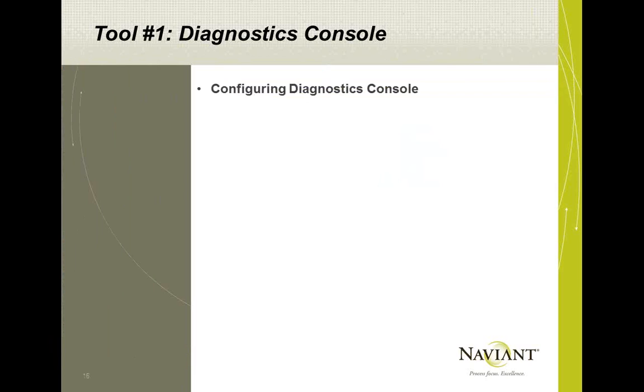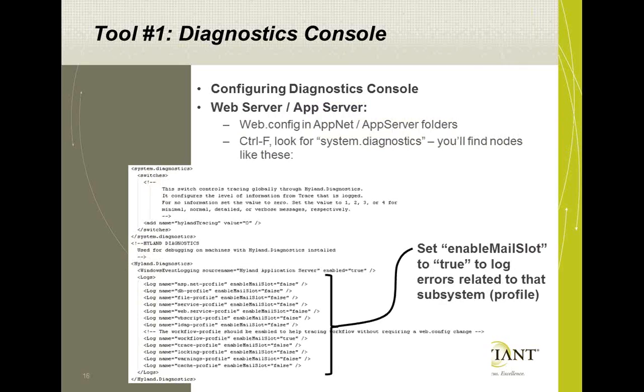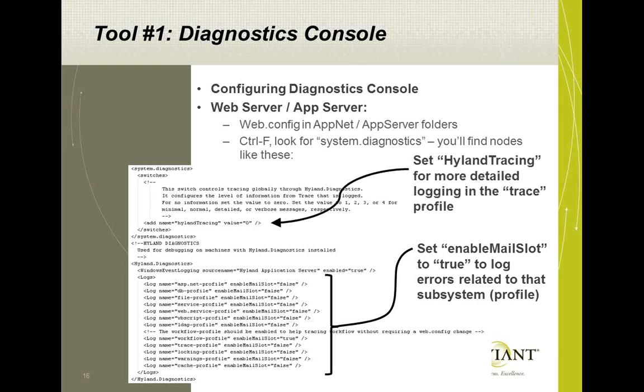So, as we mentioned before, the Diagnostics Console doesn't actually log anything to any tab other than errors and workflow trace unless you enable them. So here's how. The old school way is to edit the web.config file of the server you're trying to diagnose and set these awkwardly named enable mail slot values to true for whatever subsystem you want to diagnose information for. If you're on a call with us in Highland, they'll also usually want the Highland trace profile enabled and some number other than 0 in the Highland tracing option.